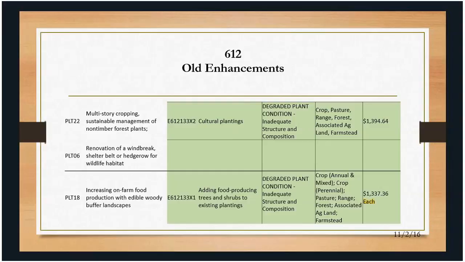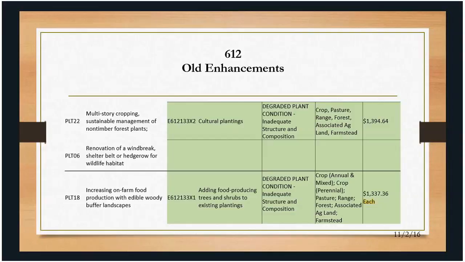I don't think so. Planting trees is good for everybody, everywhere. And the payments for these enhancements are a little over $1,300 an acre. But here's what's interesting. On the payment schedule, all the payments that we've been telling you in that column in these webinars so far have been per acre payments, except this one for adding food producing trees and shrubs to existing plantings. That was listed as per each instead of per acre.